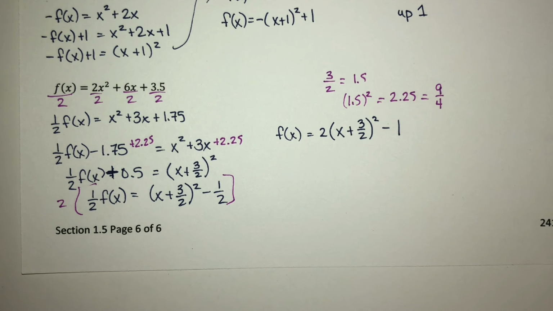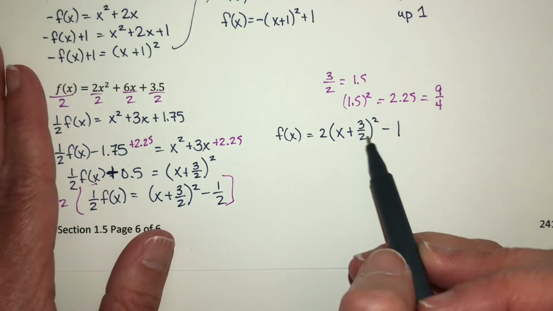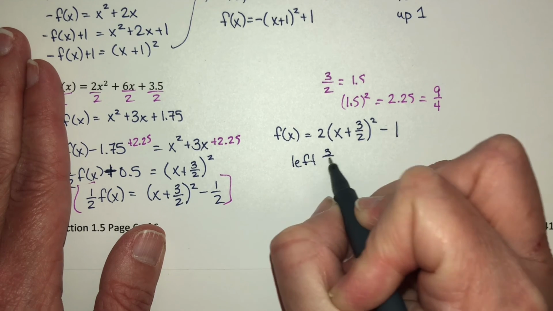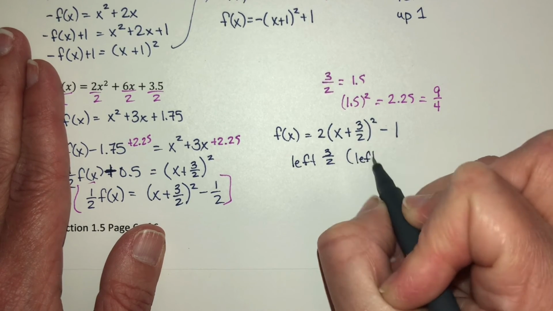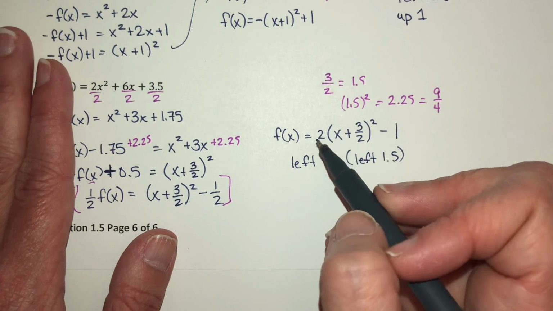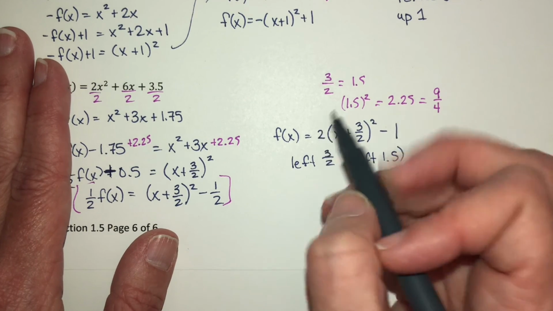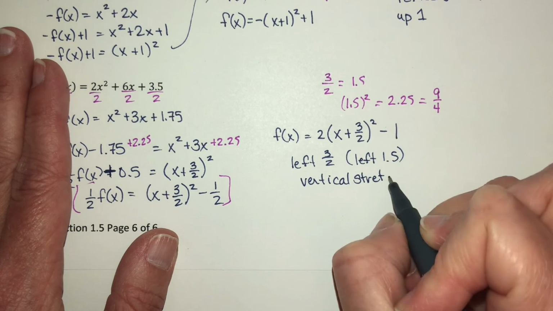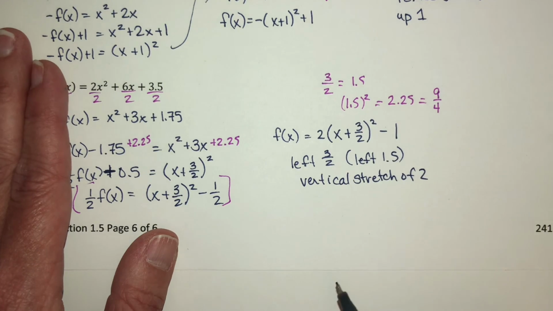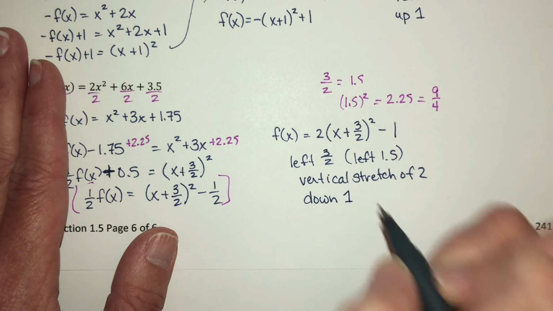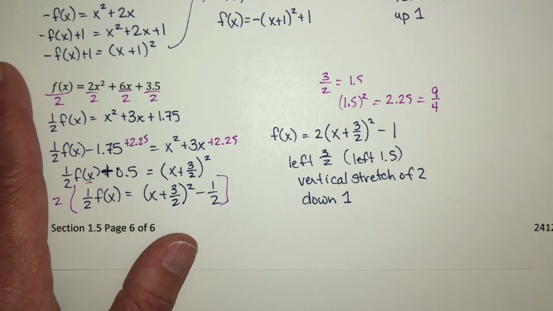Now we can use this to talk about how we would graph it. So now we do our horizontal shift first, which is this 3/2. So we would go left 3/2, which is left 1.5. Okay. Then right here, this is going to be a vertical stretch of 2. And then finally the minus 1, and we go down 1. Okay, all of this is coming back in a later section.